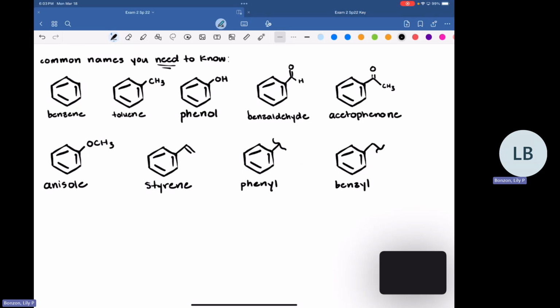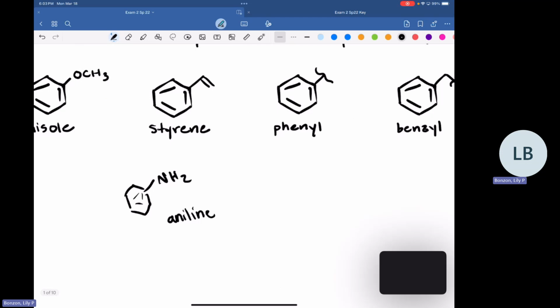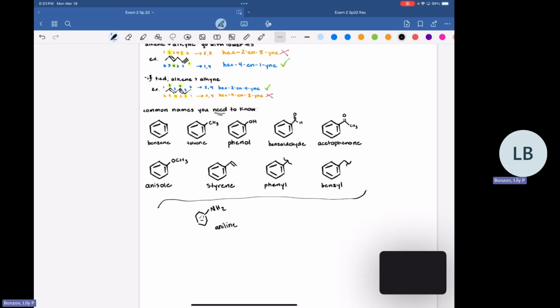What's up, James? I didn't put aniline on here because we haven't gone into amines yet, so I don't think that she would put it on the exam. Amines is going to be the next exam, but this would be aniline, which is the benzene with just an amine group on there. But I would probably just look at these ones because we haven't gotten into amines yet.